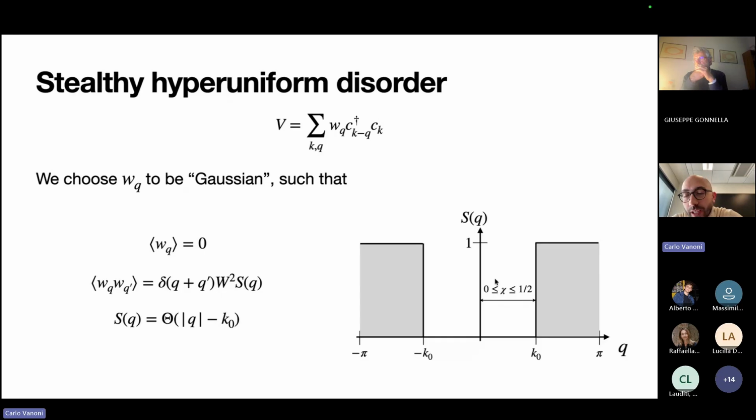It's convenient for us, because of connections with material science applications, to parameterize the size of this region in which S of q is equal to 0 in terms of chi. And this chi value goes between 0, when S of q is always 1, so that would be the typical case, the one for which I showed you the animations before, and chi equal to 1/2, in which basically the system is not disordered anymore. This parameter allows you to tune between completely uncorrelated disorder and a completely ordered potential.